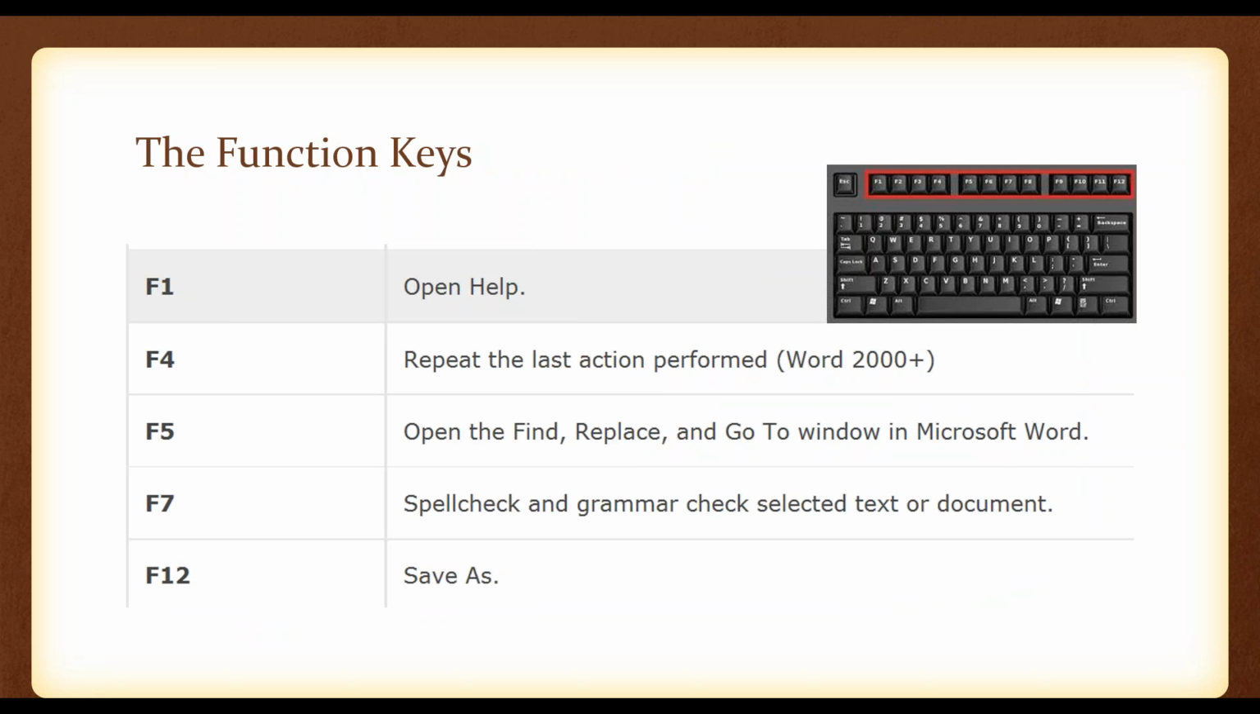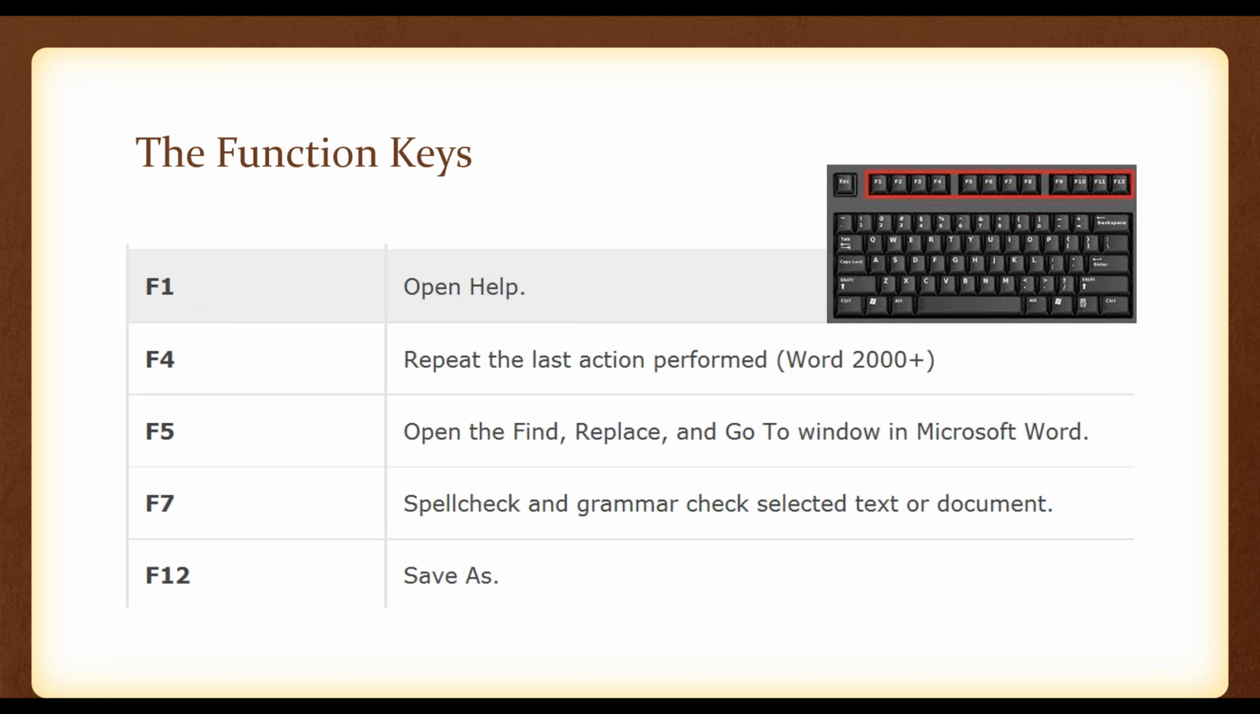F5 opens find, replace, and go to window. So that is basically an upgrade of the find command. If you don't want to just find something, and you realize in your document that you have misspelled a word like 5 times, if you hit F5, you can go in there, find that word, and replace it after you type in what you want to replace that with.